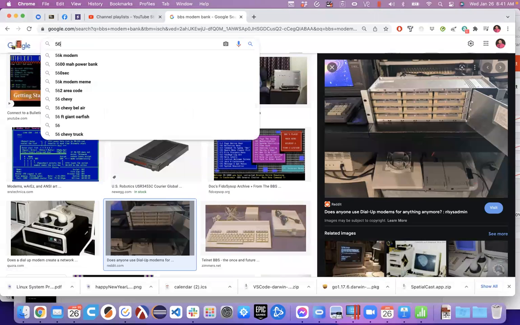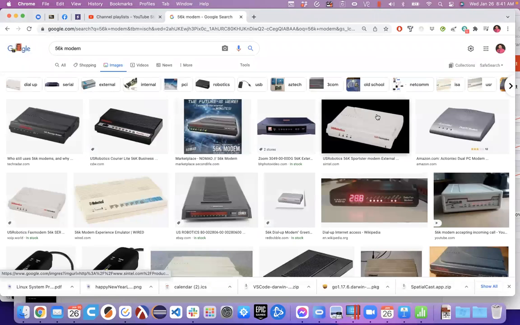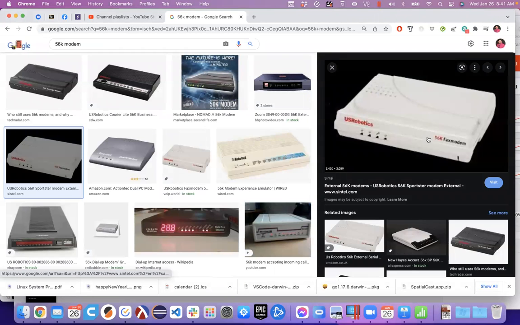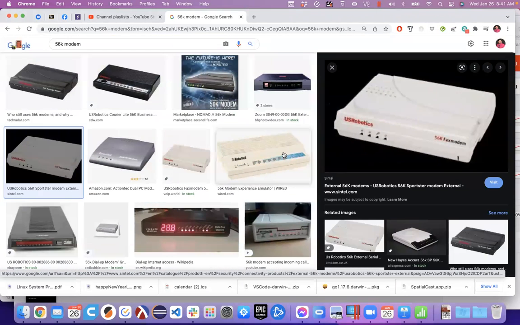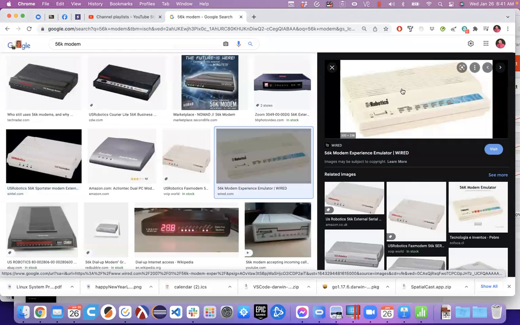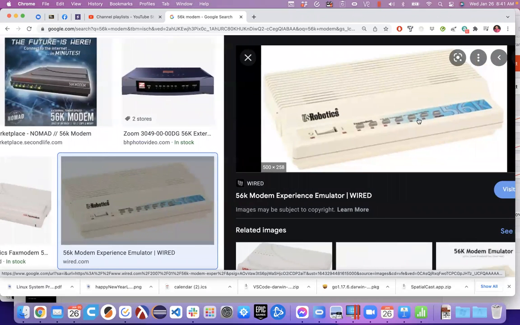So if we do 56K modem, it'll probably bring up like US Robotics or something. Yeah, here we go. Look at that, 56K fax modem, US Robotics. Yeah, I had this one. Man, awesome. I bought that at a store called Pomida. They don't exist anymore.